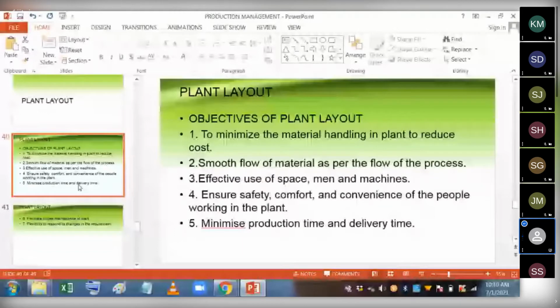Minimize material handling. The less the material handling is, the less will be the cost of manpower, of machines, and engagement of the material handling equipment. Smooth flow of material as per the flow of the process. The flow of the material must follow the flow of the process.